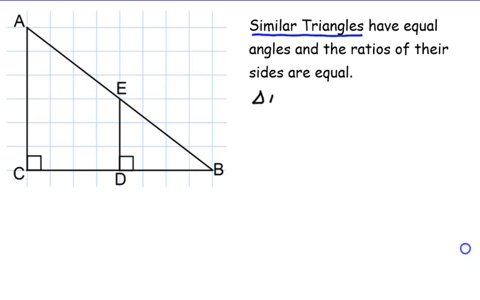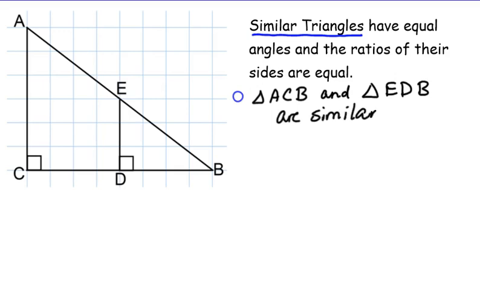Triangle ACB, so that would be the big triangle here, the outside triangle ACB, and triangle EDB. And I'm going to say that triangle ACB and triangle EDB are similar. Okay, so let's look at the definition and see if they really are similar.